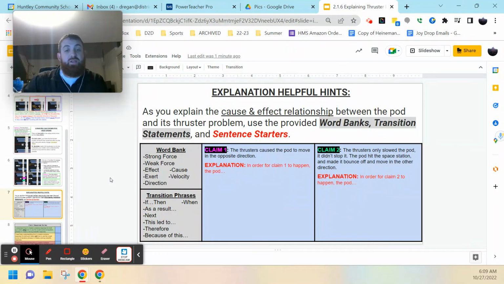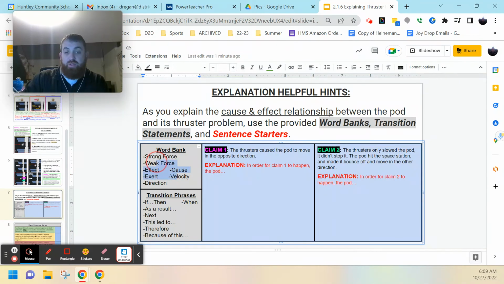So as you explain this cause and effect relationship between the pod and its thrusters, you'll have your word bank. You'll need to use all of our words in your explanation for how claim 1 and 2 could happen. And you can use as many or as few transition phrases as you need. These are here to help you connect your ideas. So you'll look at the claim and you'll create your explanation thinking about everything that happened in the comic.